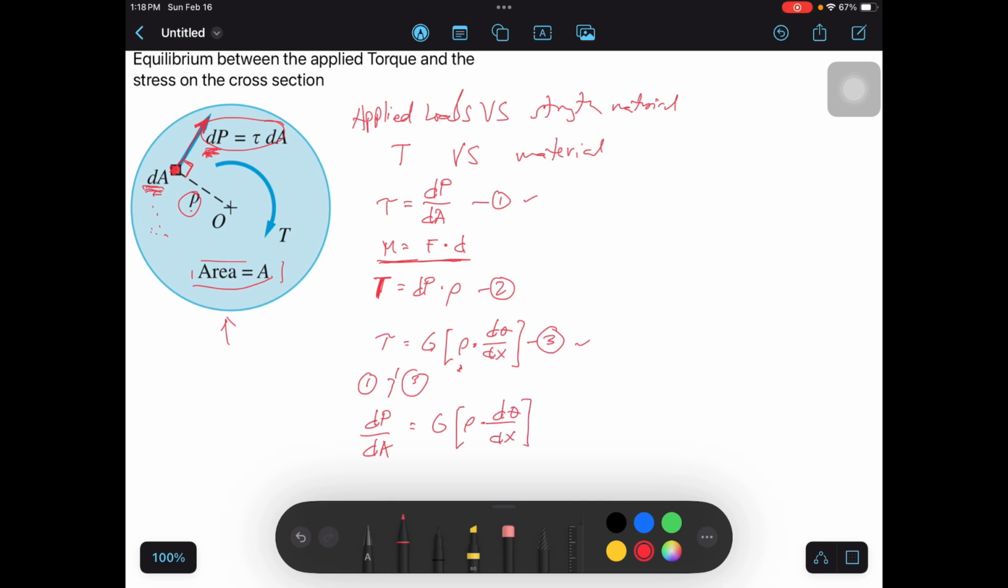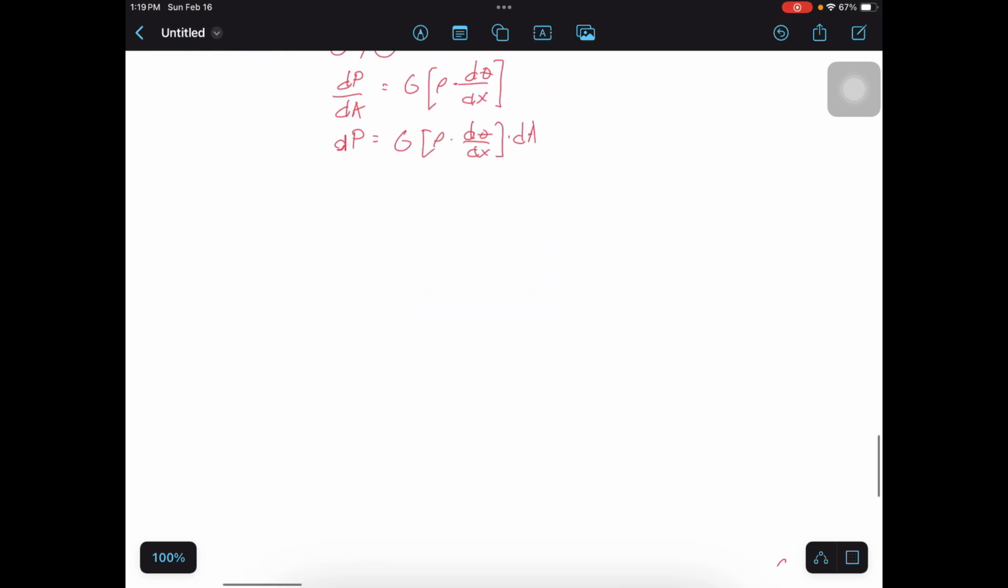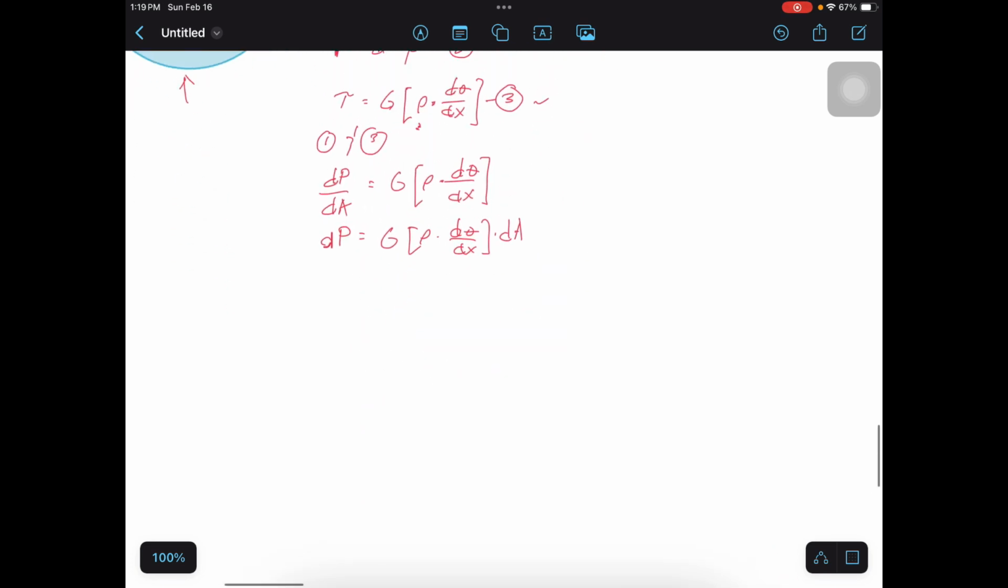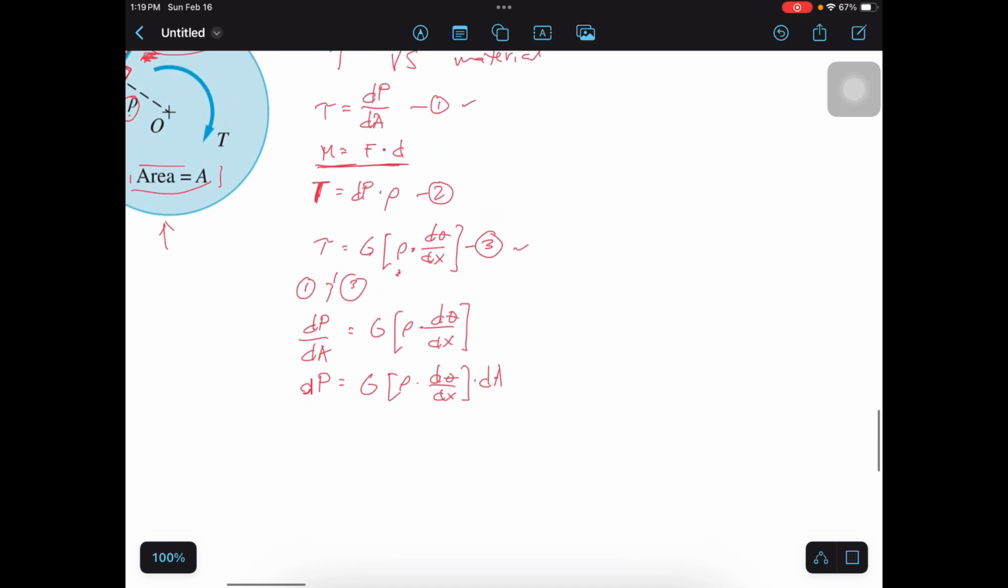Then, let's isolate P. Isolating P, ibig sabihin, either it's like cross multiplication or multiplying both sides by dA. So, para ma-isolate si dP, magiging ganito na siya, times dA. So, this is our new equation. Let's call it equation 4.